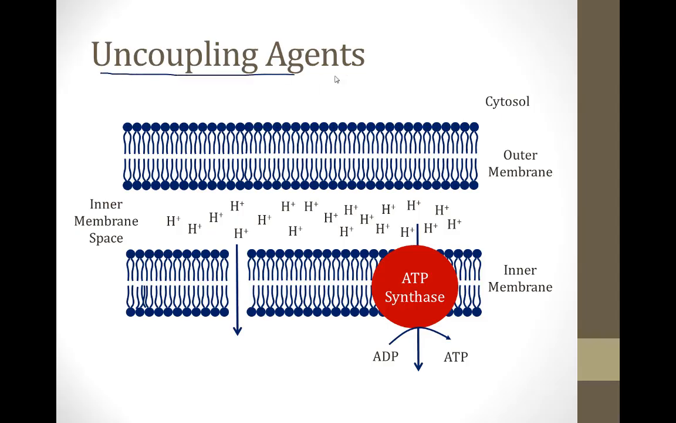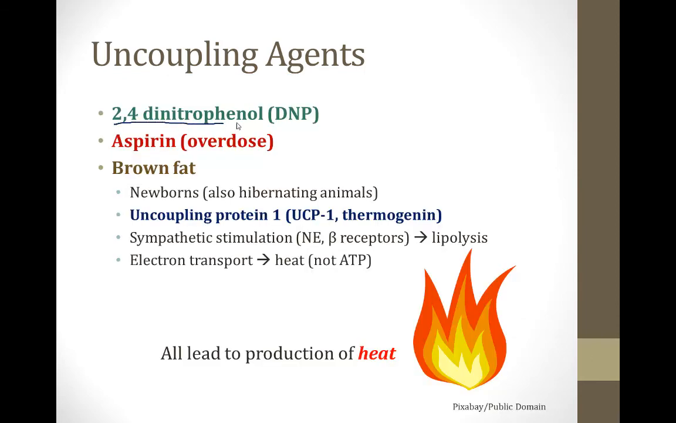Now let's talk about uncoupling agents. And the way I think of these is that they essentially poke a hole in the inner membrane so that all those protons leak back out and they can't be used by ATP synthase to generate ATP. 2,4-dinitrophenol, or DNP, is used in research labs to uncouple oxidative phosphorylation. You can also uncouple oxidative phosphorylation if you take an overdose of aspirin. Patients who overdose on aspirin often have a fever, and the reason they have a fever is because you have uncoupled oxidative phosphorylation, and all those hydrogen ions that are leaking out are generating heat.